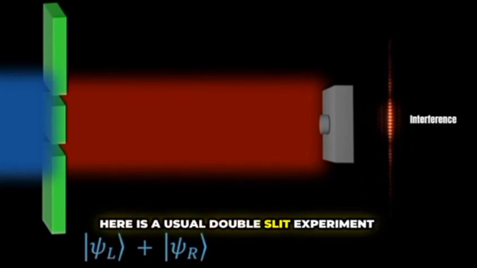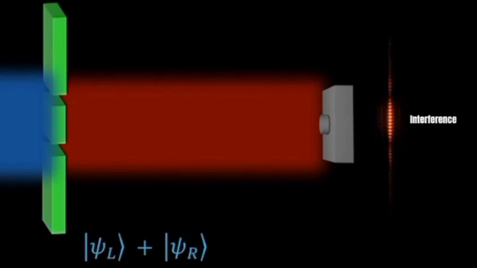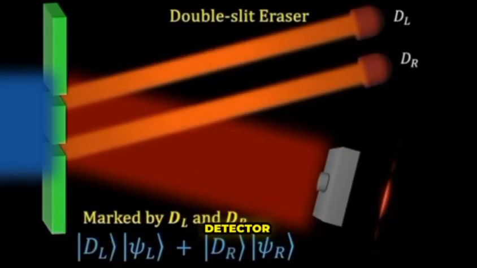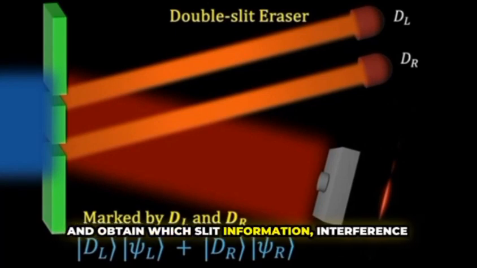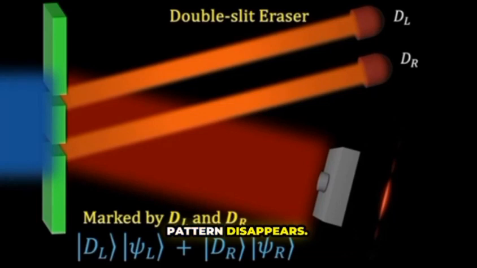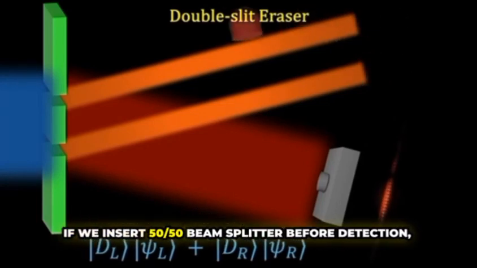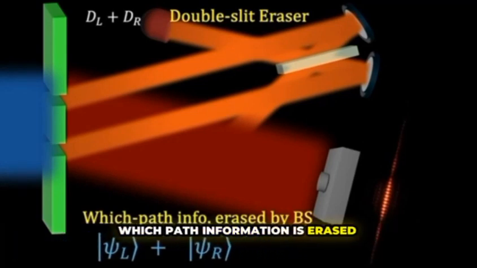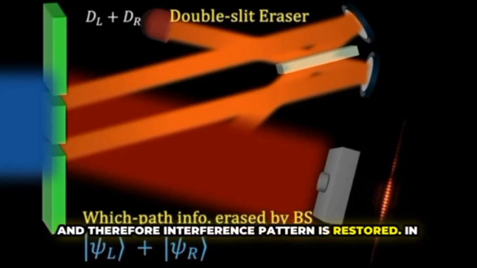Here is a usual double-slit experiment interference. If we entangle another photon going to the DL and DR detectors and obtain which-slit information, the interference pattern disappears. If we insert a 50-50 beam splitter before detection, the which-path information is erased and therefore the interference pattern is restored.